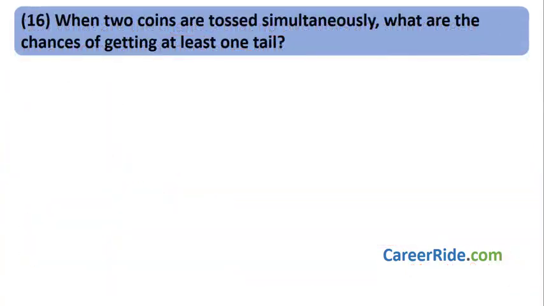Question number 16. When 2 coins are tossed simultaneously, what are the chances of getting at least one tail? Okay, now this is the sum on coins. What is the total possibilities for coins? Heads and tails, that is 2 possibilities, right? When 2 coins are tossed simultaneously, the possibilities would be more, right?